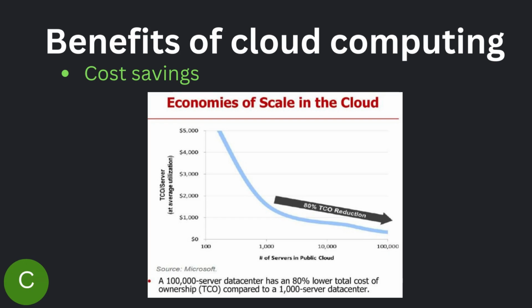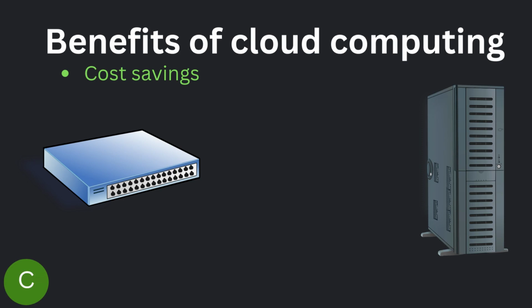Cloud providers like AWS, Google, Microsoft are purchasing compute resources like servers, network equipment, switches, firewalls, right? They are purchasing this infrastructure in massive quantities from the vendor. So definitely they are going to get it at a much lower cost when we compare it to procuring it from our end.